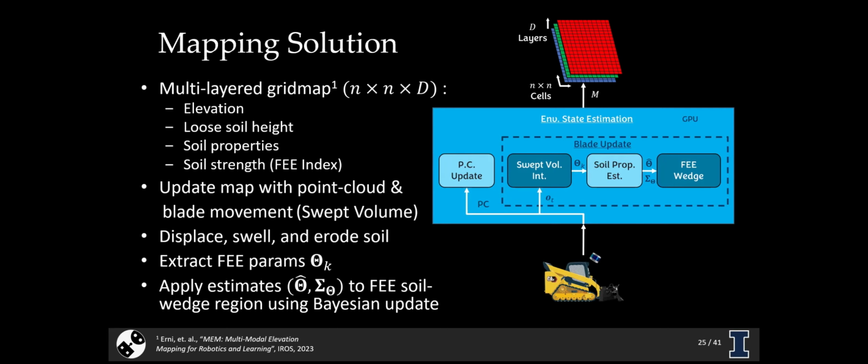So in that process, that allows us to extract these theta k parameters, the geometric configuration, and feed that to our soil property estimation network, which then allows us to have the estimates for that region of the terrain that's been interacted with, and we can apply those observations to the wedge of soil that corresponds to the FEE region. So yeah, this is just a little bit of an illustration of what I mean by the swept volume. You can track the position of the blade over time and then intersect that with the height map.